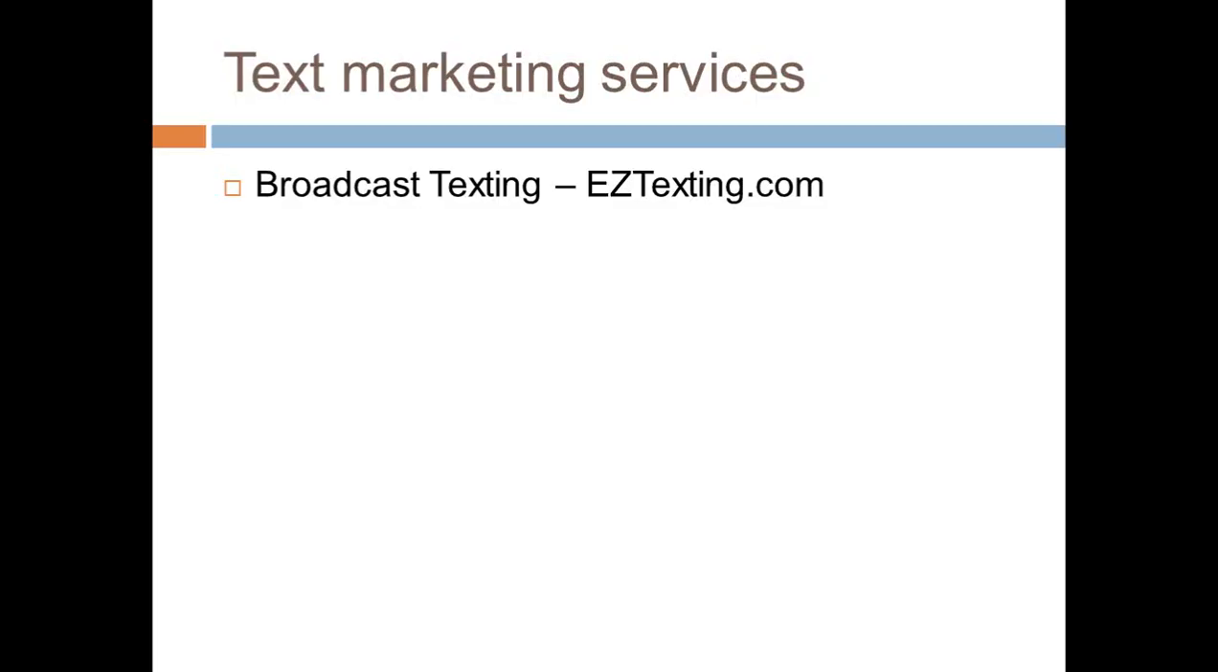We use easytexting.com for broadcast texting. It's very inexpensive, like 1 or 2 cents per text. When we send it out, I can hit 1,000 people to 10,000 people all at once if I want to. One of the things that you have to be careful of, though, is that due to the laws, you're not really allowed to text phone numbers that haven't given you permission to text them.